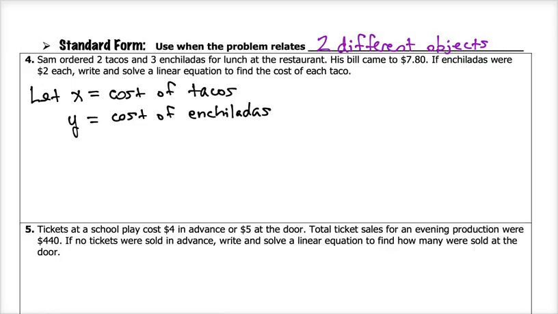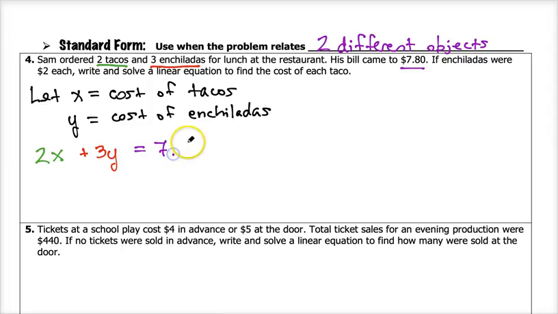Okay, so we know tacos. He ordered 2 tacos, so the total cost of the tacos will be 2 times x, because it's x dollars per taco, 2 tacos. And he ordered 3 enchiladas, so the total cost for the enchiladas is going to be 3 times y. So if you take the cost for both tacos plus the cost for both enchiladas, that's going to equal the total cost of the bill, which we see was $7.80.